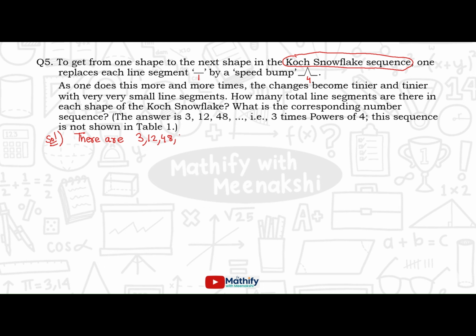48, 192, 768 small line segments in each shape of the Koch snowflake sequence.